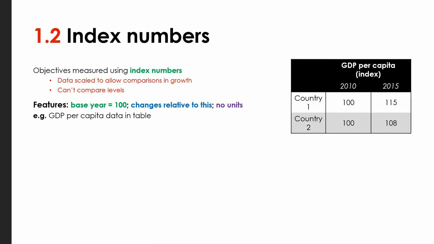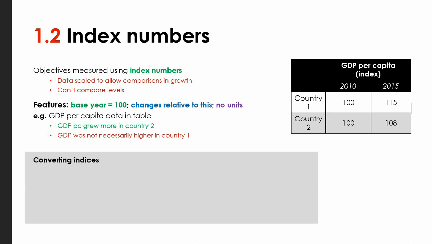For example, suppose we were to look at the GDP per capita data here from 2 different countries. They've been turned into index numbers, and you can see that the base year is 2010. Now, we could say, for example, that GDP per capita grew more in country 1. It went from 100 to 115, whereas in country 2, it went from 100 to 108. But we can't therefore necessarily say that GDP per capita is higher in country 1, although it's 115 in 2015 versus 108. Because the data has been scaled, we don't know if that means it's actually higher.